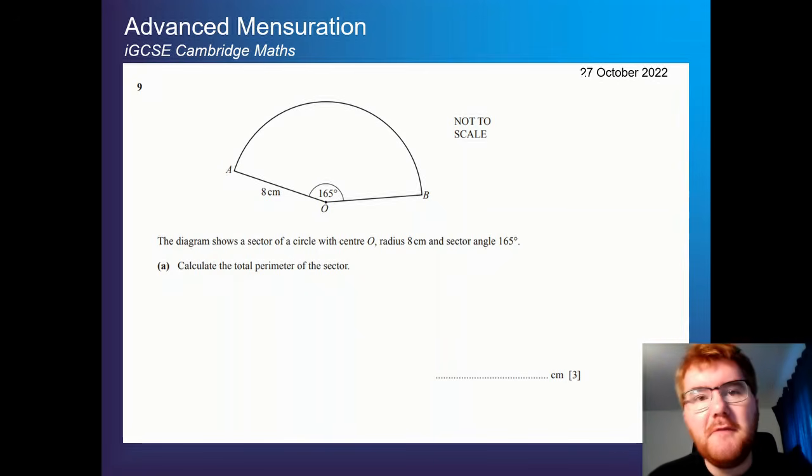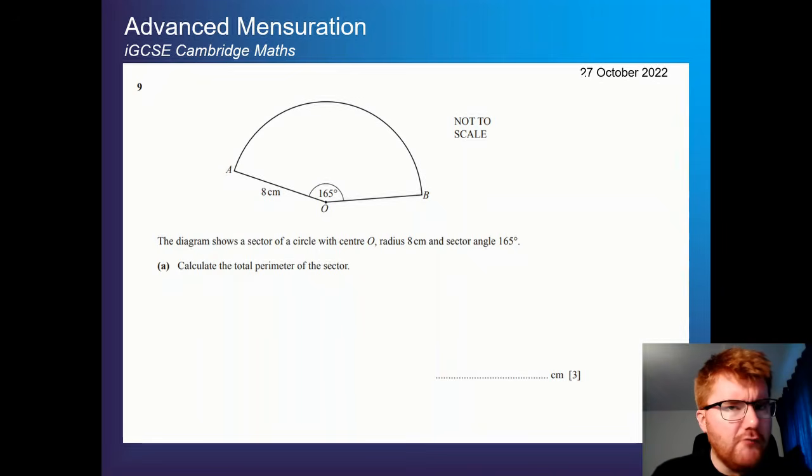So this follows on from a video I did last year when I went through all of iGCSE mensuration, and I've had some requests to do an advanced version of it. So really focusing on mostly paper 4 questions here, and the more advanced skills you need to succeed to get those A and A star grades.